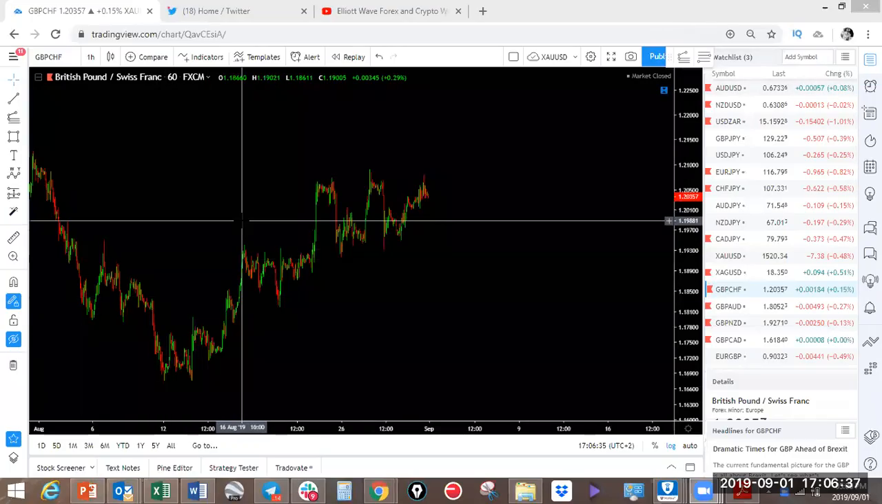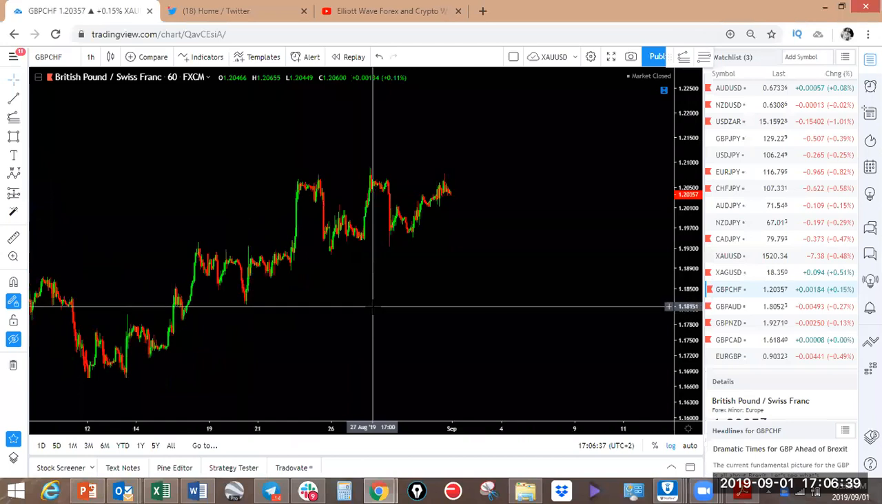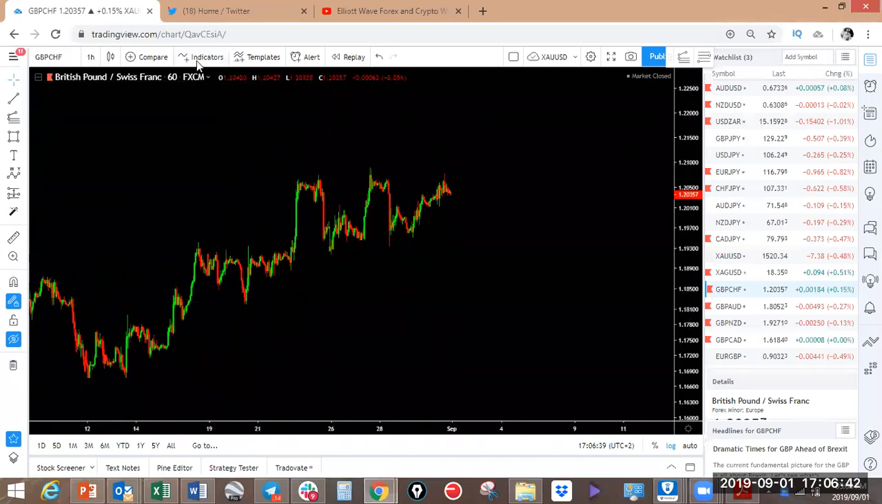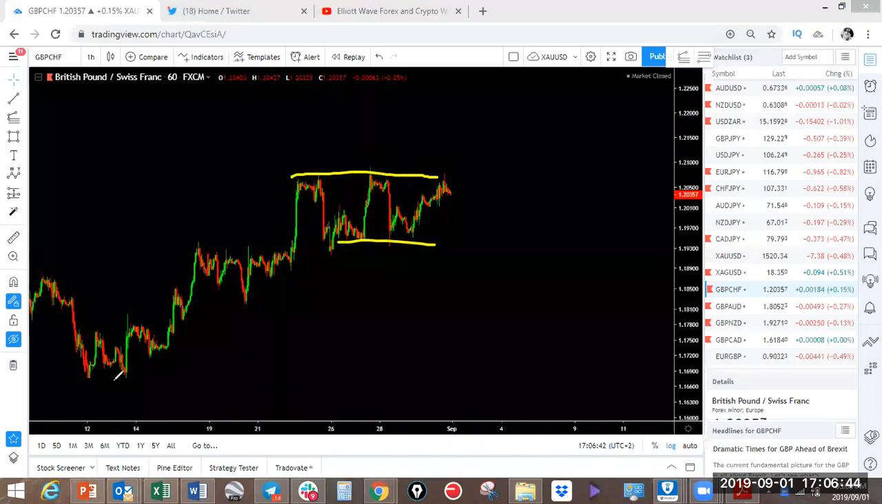All right, so this is what we're looking at on Chief. We'll be looking for this to be a corrective structure here and push higher, a 3-up sequence to the upside. When this is complete, it will do this and then drop. That's pound chief.